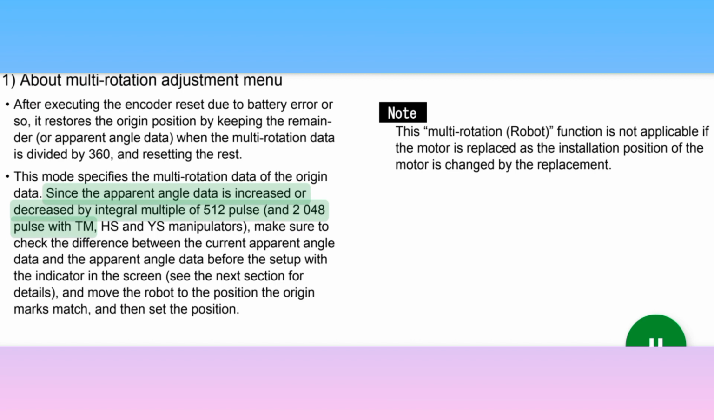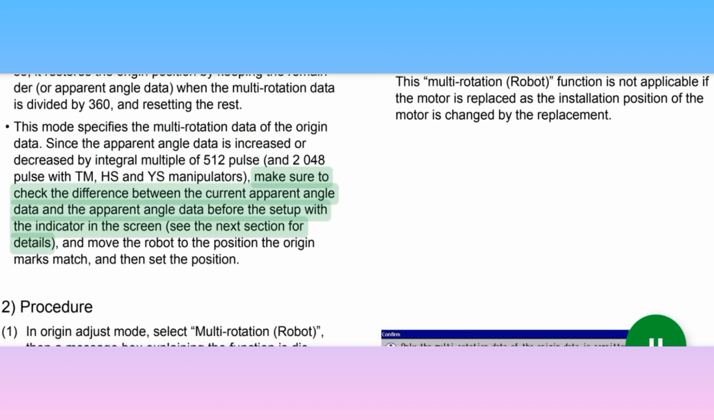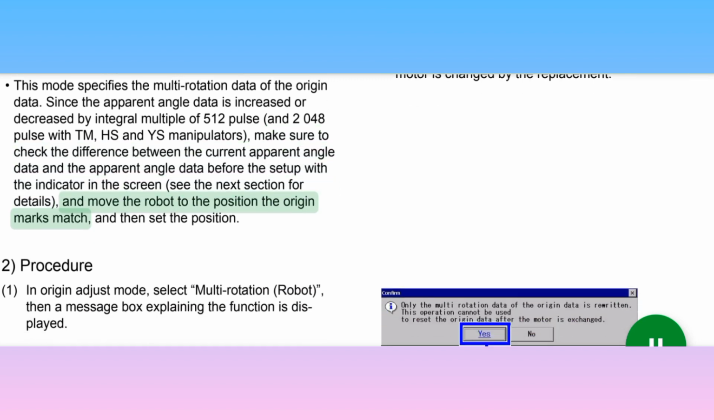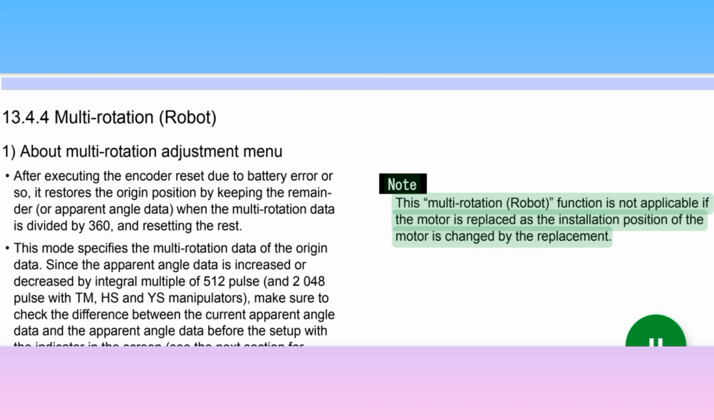Since the apparent angle data is increased or decreased by integral multiple of 512 pulse, and 2048 pulse with trademark, HS and ES manipulators, make sure to check the difference between the current apparent angle data and the apparent angle data before the setup with the indicator in the screen. See the next section for details, and move the robot to the position the origin marks match, and then set the position. Note: this multi-rotation, robot, function is not applicable if the motor is replaced, as the installation position of the motor is changed by the replacement.